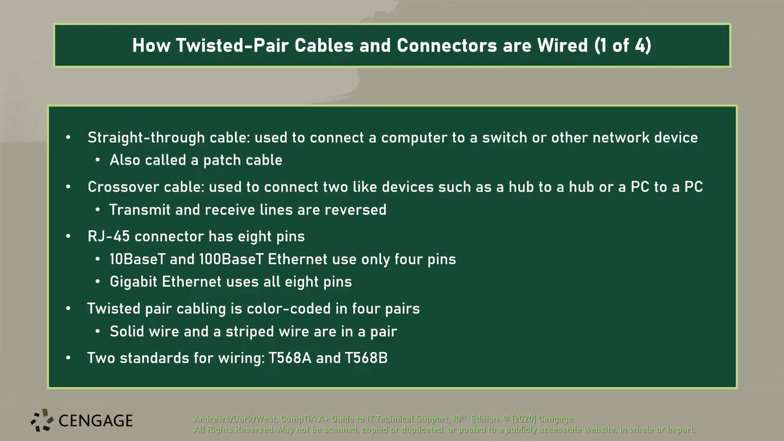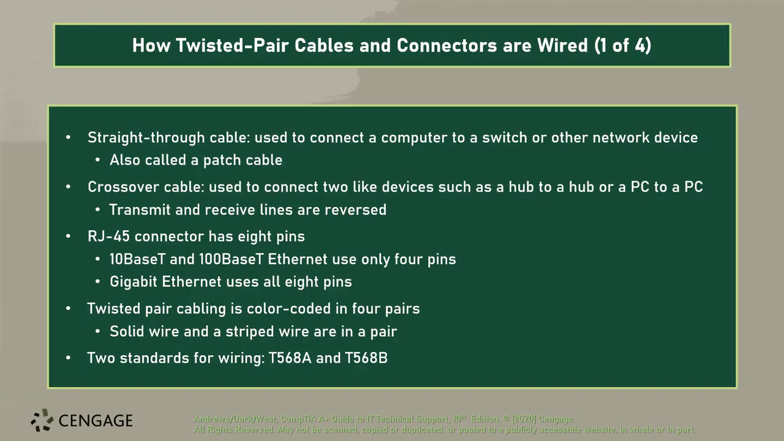This is where we're going to essentially flip the transmit and receive lines on one of the devices. So transmit on one end becomes receive on the other, and vice versa. An RJ45 connector has 8 pins, and as I said, 10 and 100 base T Ethernet uses 4 of those pins. Gigabit uses all 8.